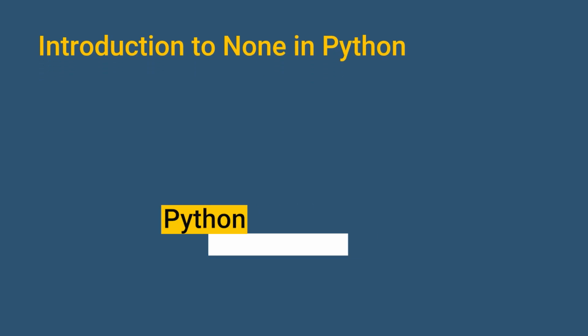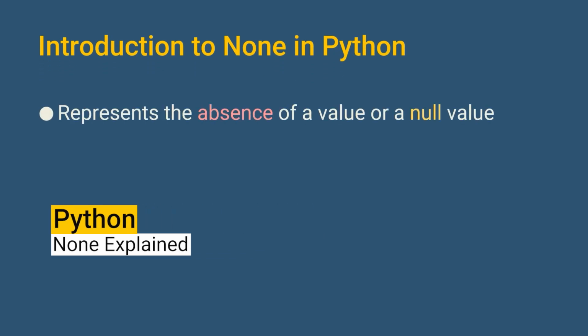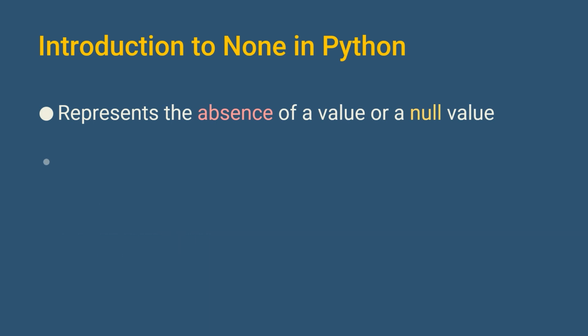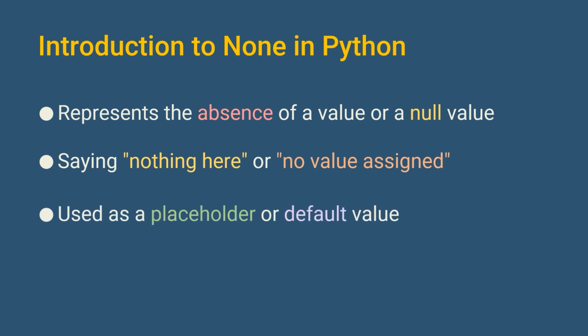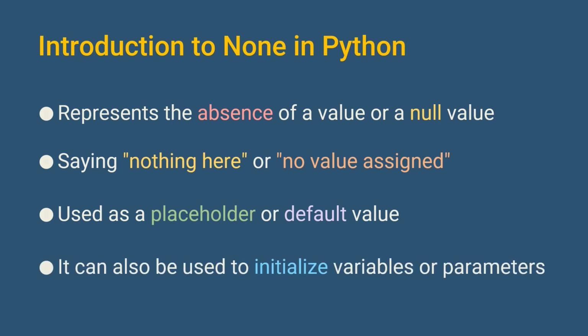None is a special object in Python that represents the absence of a value or a null value. It's Python's way of saying nothing here or no value assigned. None is often used as a placeholder or default value, especially when a function or method does not return any meaningful result. It can also be used to initialize variables or parameters to indicate that they have not yet been assigned a value.